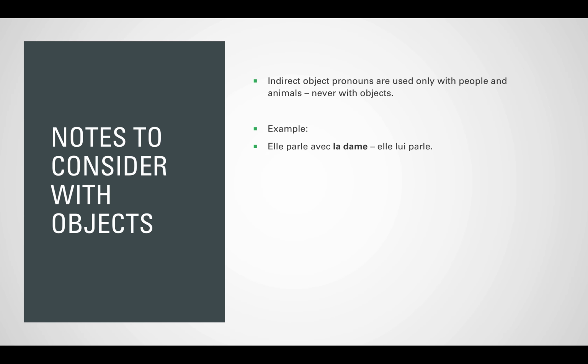Notes to consider with objects. This is our troisième rappel. Indirect object pronouns are used only with people and animals, never objects. I know it's the third time I said it, troisième rappel, but it bears repeating, okay? Example. Elle parle avec la dame, elle lui parle. But elle fait attention à la télé. La télé is not a person. Elle y fait attention. You wouldn't say lui, because télé is not a person or an animal.